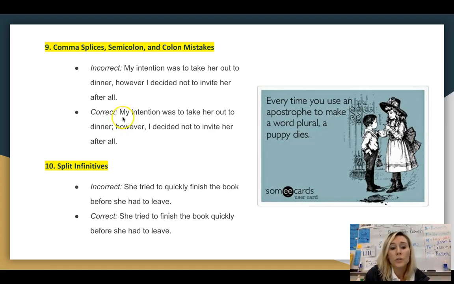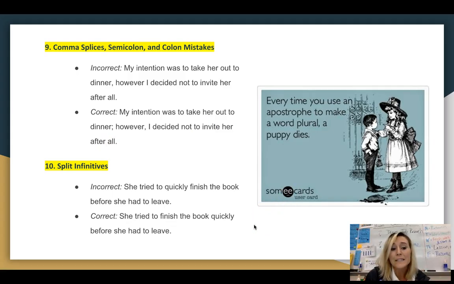So what you could do is, my intention was to take her out to dinner, period. However, I decided not to invite her after all. But really, those two ideas go together very well. When you're trying to say that thing A and thing B really are interlinked, it's much better to use a semicolon. So, my intention was to take her out to dinner; however, I decided not to invite her after all. Okay, so that's showing that those things are connected.